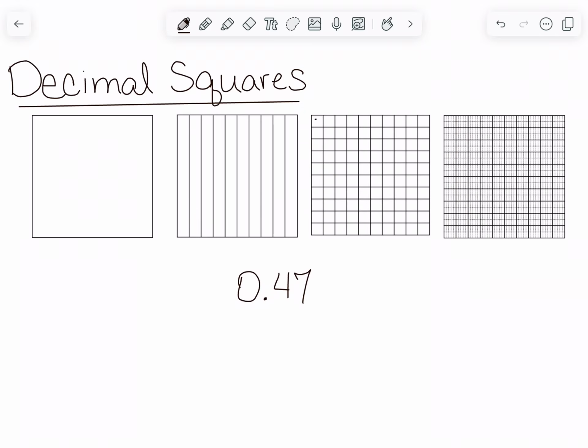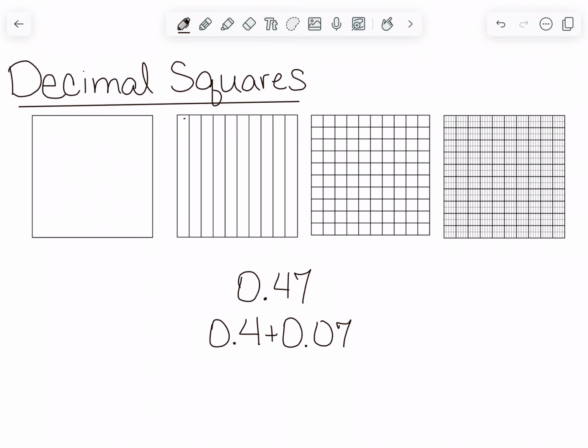Next, let's look at 47 hundredths. There's actually 2 ways we can do this. We can recognize that this is 47 hundredths, so I would go to my hundredths square and shade a total of 47 spaces. There's 40 plus 7. So that would represent 47 hundredths.